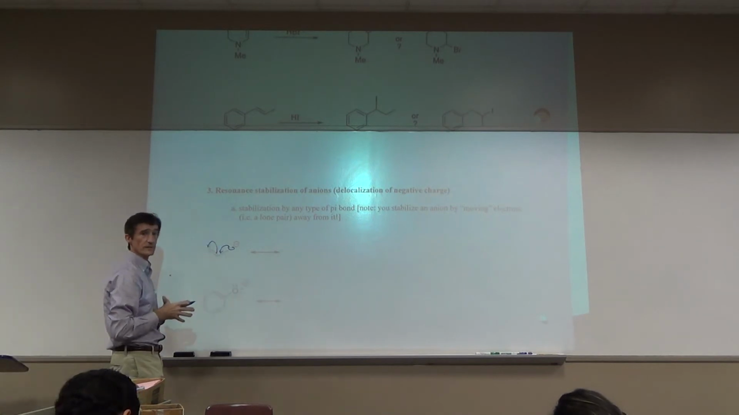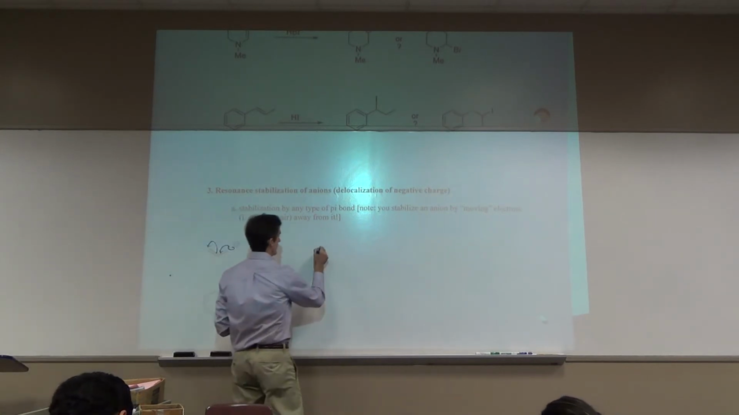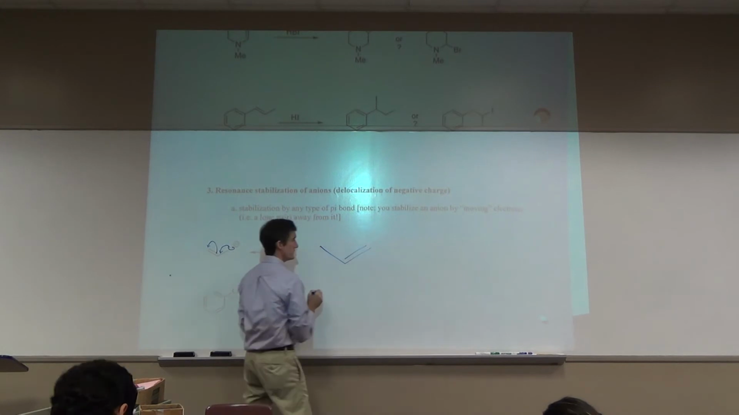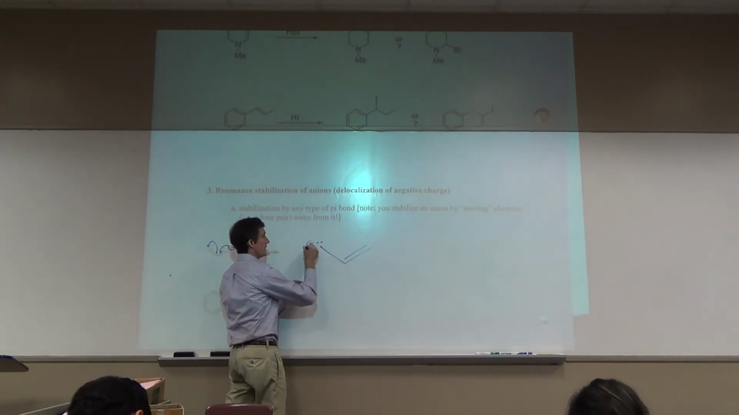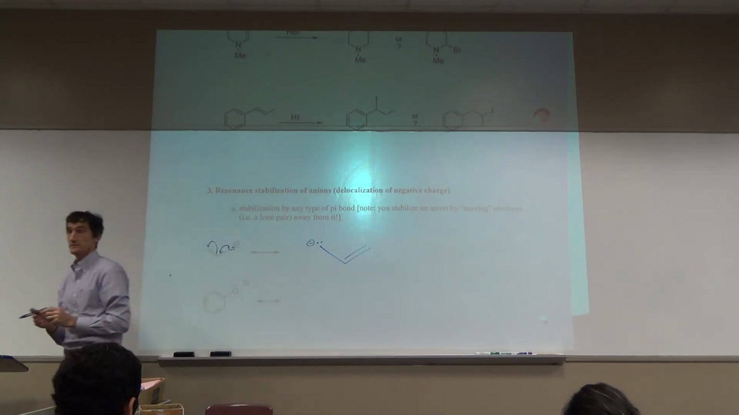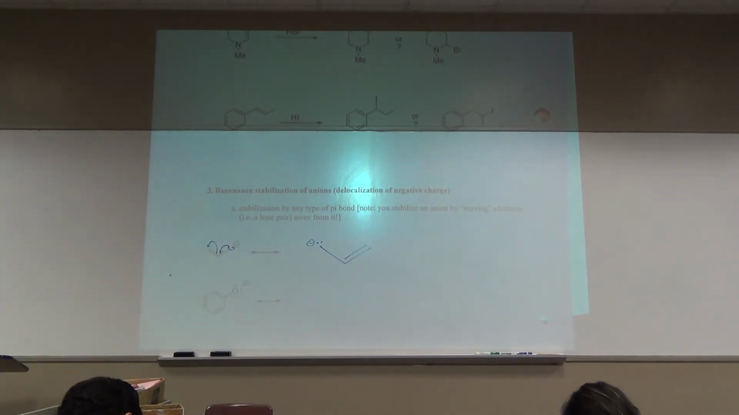What does this arrow movement do? Pi bond there. What's now on this carbon? Lone pair. And that's a minus charge. So that's the old in-out method.